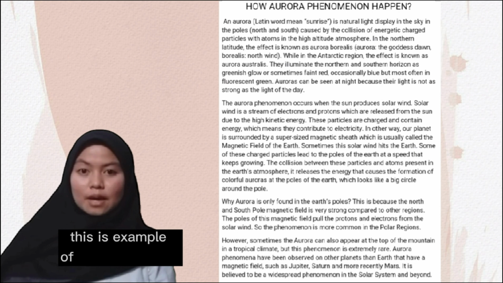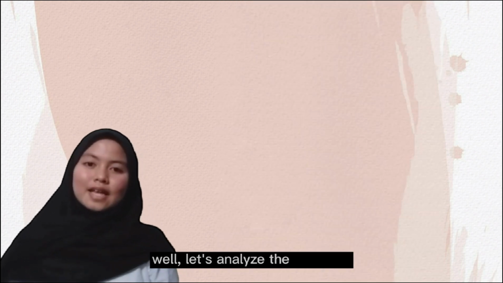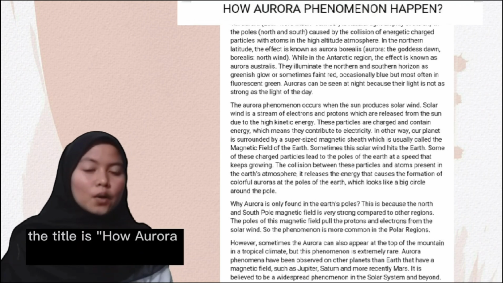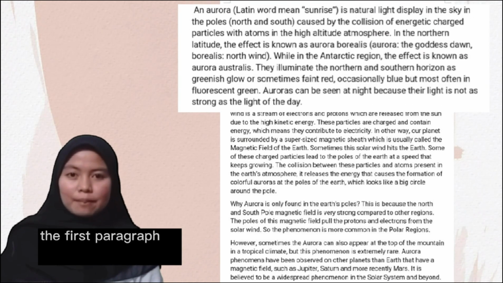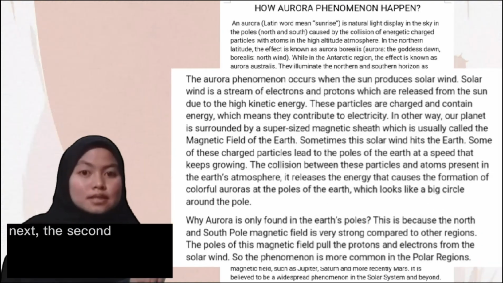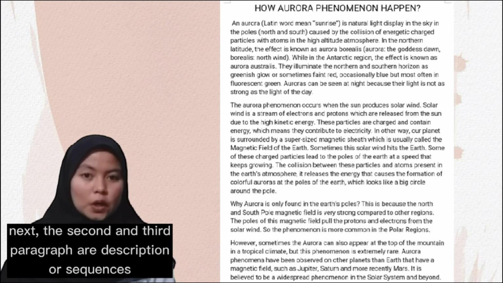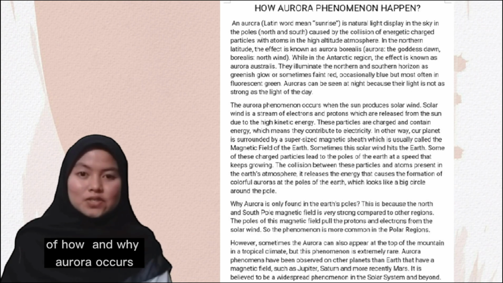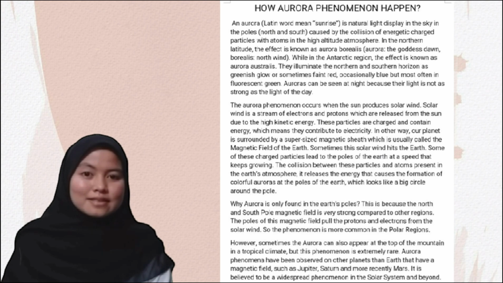This is an example of explanation text. Well, let's analyze the structure. The title is How Aurora Phenomenon Happens. The first paragraph is a general statement. Next, the second and third paragraphs are descriptions or sequence of how and why aurora occurs. And the last paragraph is a conclusion.